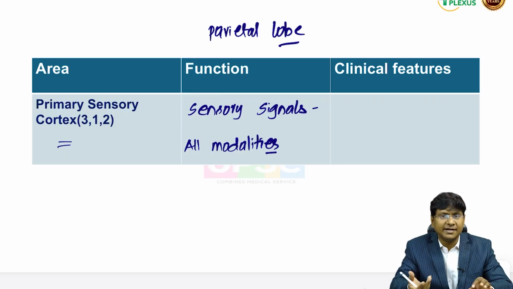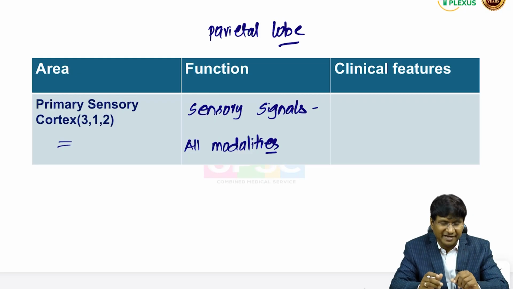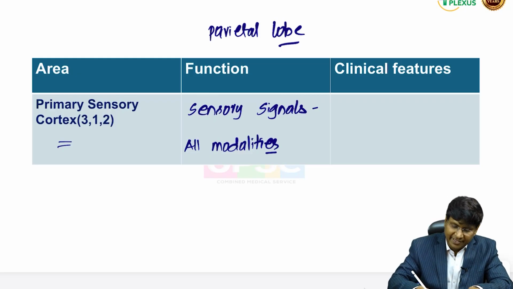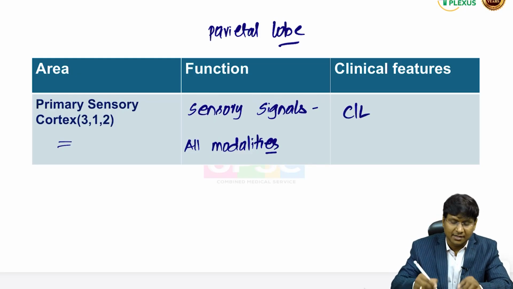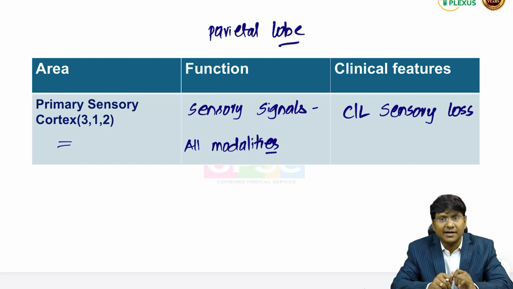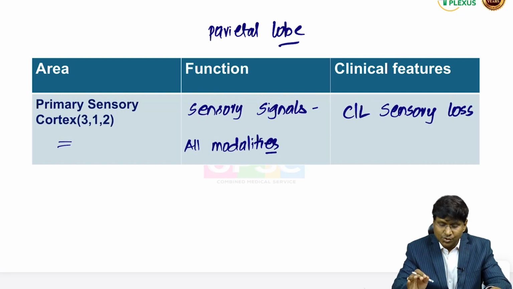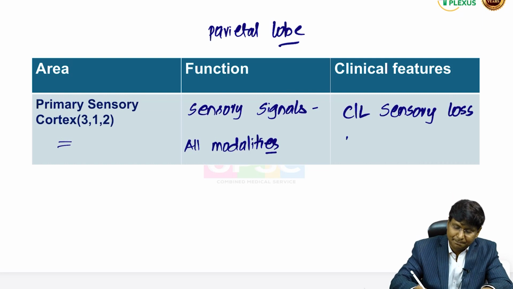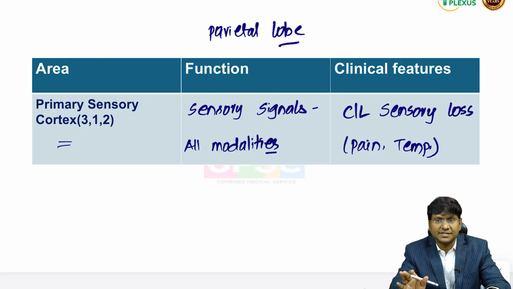And what will be the clinical feature whenever there is damage to this primary sensory cortex? There will be contralateral sensory loss. The exception is pain and thermal sensation. There will be contralateral sensory loss because of damage to this primary sensory cortex within the parietal lobe.